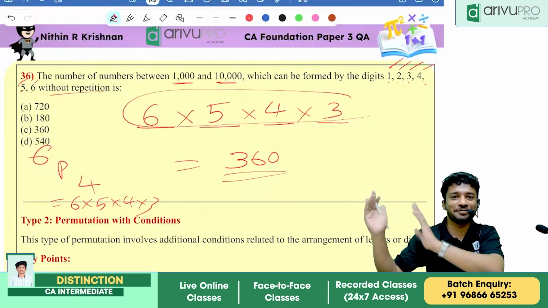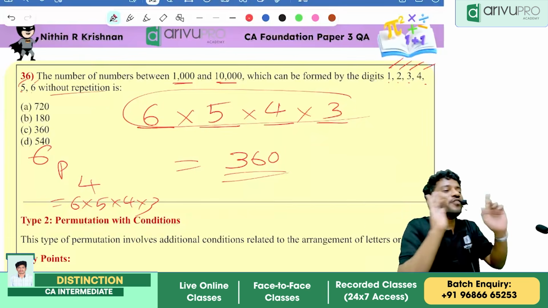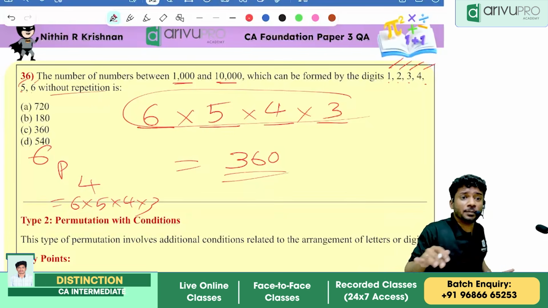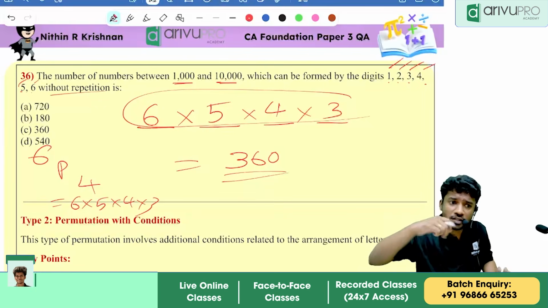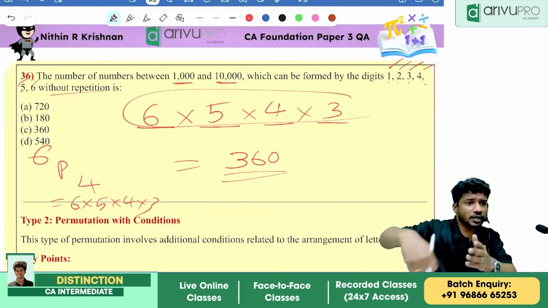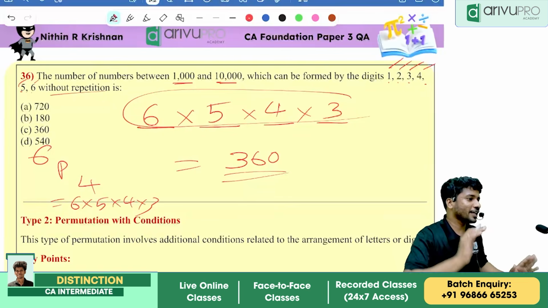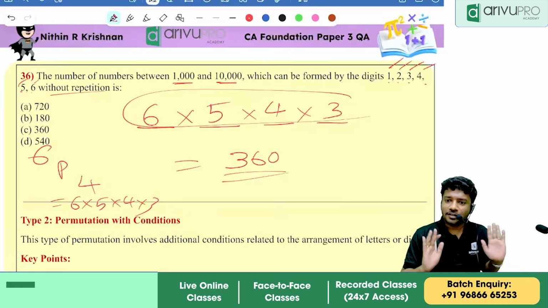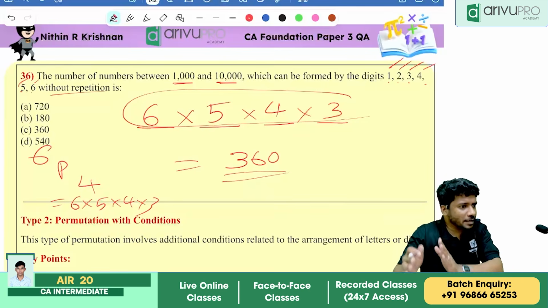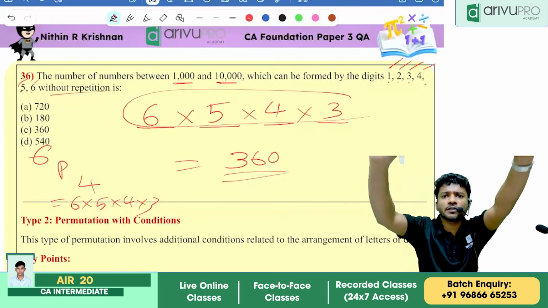Next person will come. Now, without repetition means one person will have a seat and go, then the second person will come, have a seat, and go. This type of question is like that. First person came and took the seat. Then second person came and took the second seat. Likewise, that is the case.